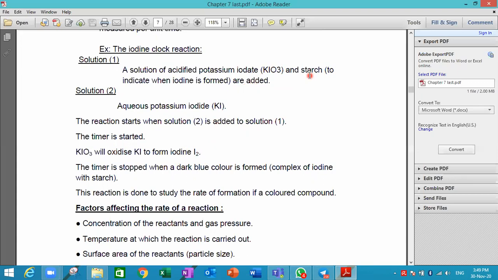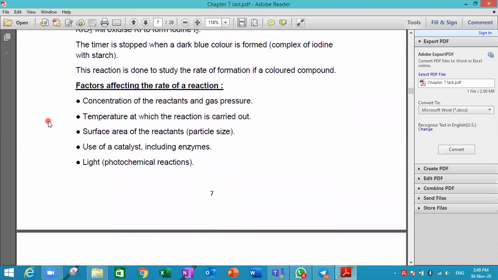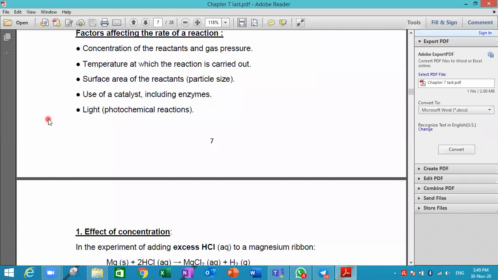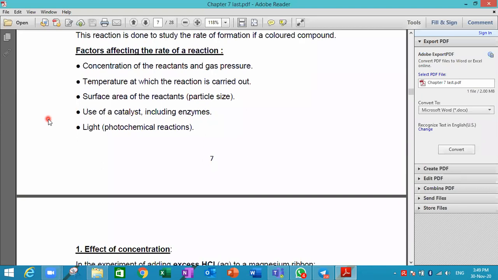Okay, now we are going to start to study the factors affecting the rate of the reaction. What affects the rate of the reaction? What makes a chemical reaction go faster or go slower? We have 5 different factors affecting the rate of any reaction.